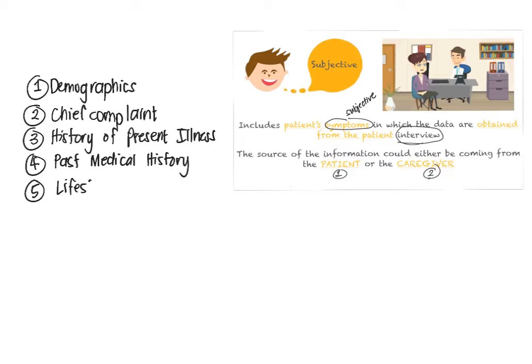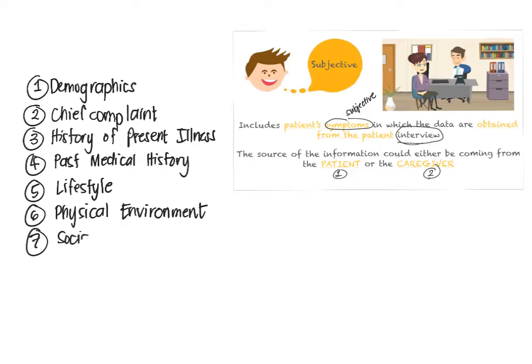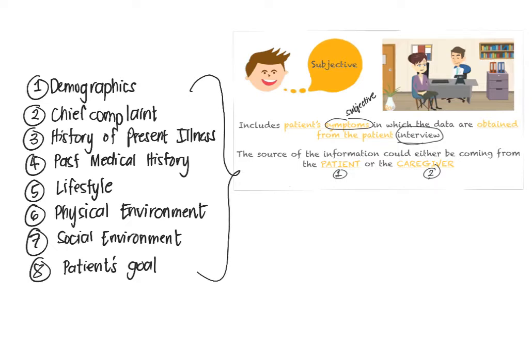Five, lifestyle. Six, it's the physical environment. Okay, seven is the social environment. And then lastly, you have the patient's goal. Okay, so all of these elements will now comprise the subjective part of the PT note.